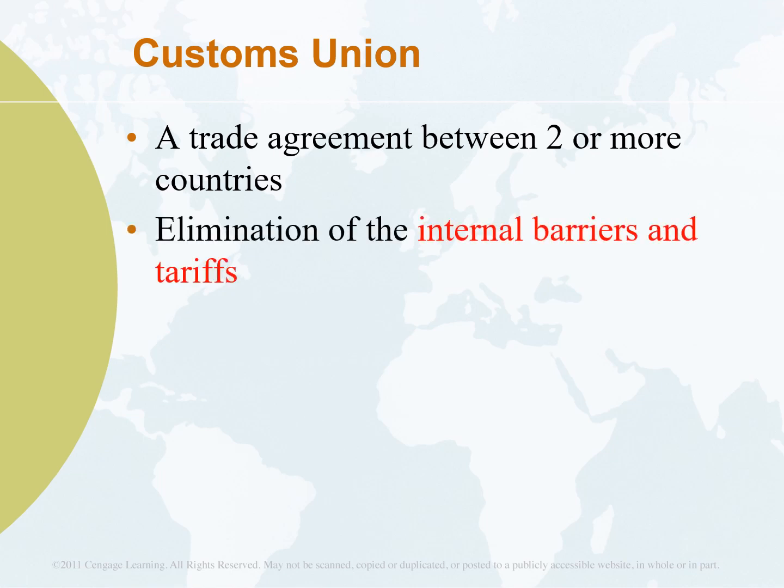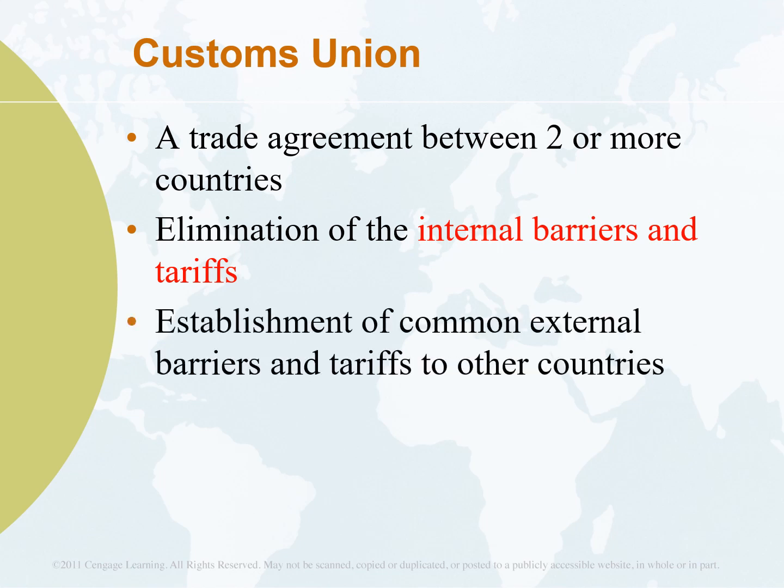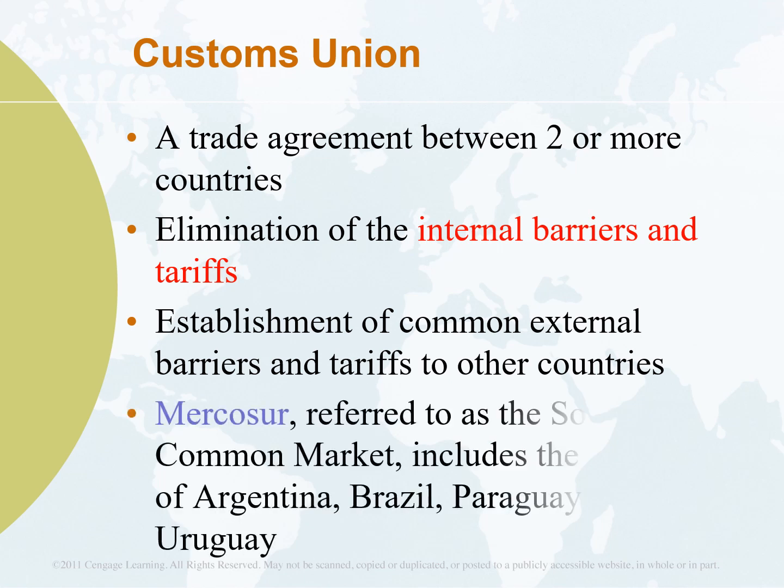The next one is a customs union. That's a trade agreement between two or more countries: elimination of internal barriers and tariffs, and establishment of common external barriers and tariffs to other countries. Basically, say we form a union, we don't have trade tariffs between countries within the union, but we charge others outside the union tariffs. That's what a customs union is about. Mercosur is one. It's also referred to as the Southern Common Market. It includes the Latin American countries of Argentina, Brazil, Paraguay, and Uruguay.